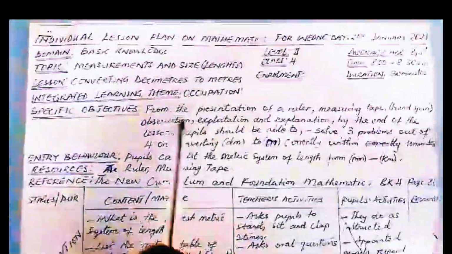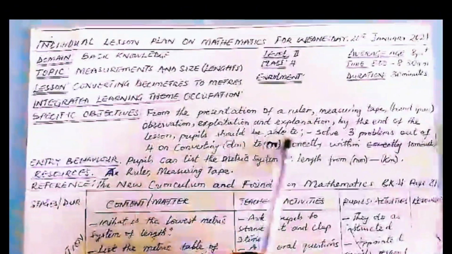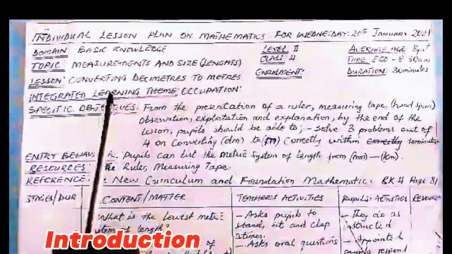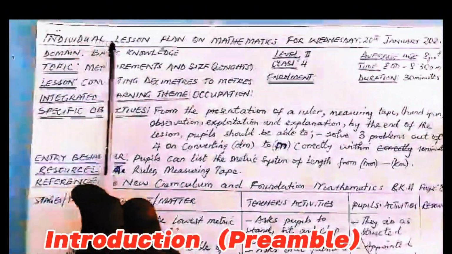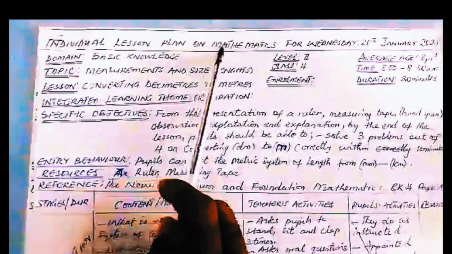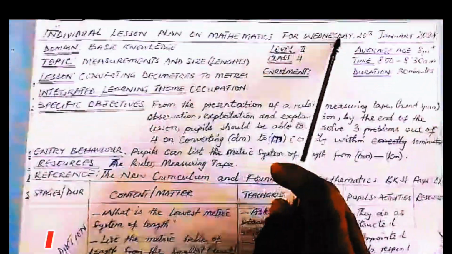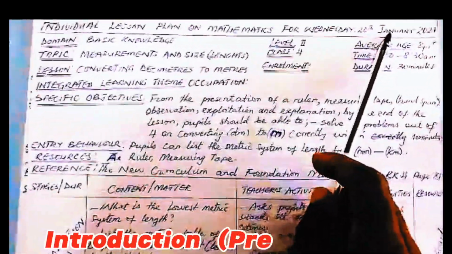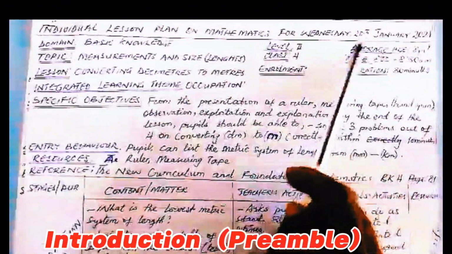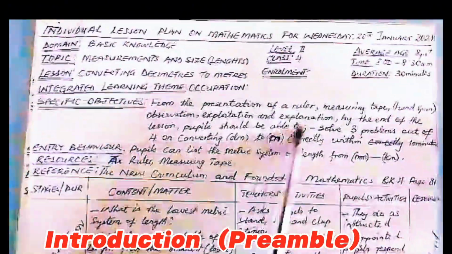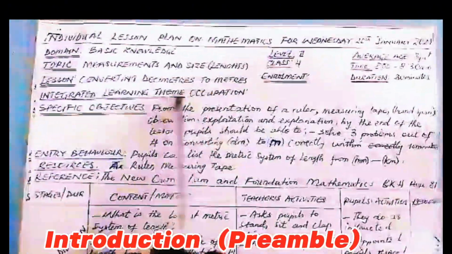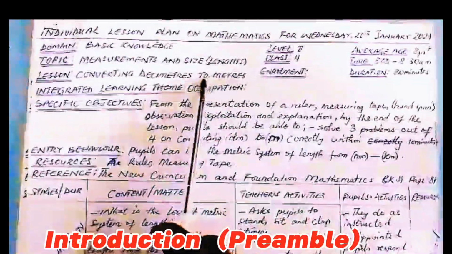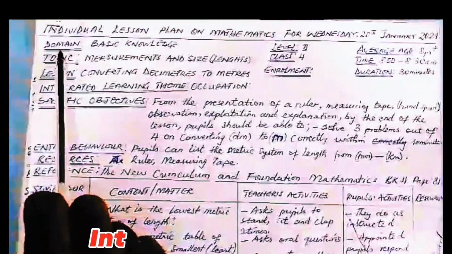Now we have the preamble as the introduction. It's made up of three parts: introduction, body, and conclusion. The preamble: individual lesson plan on mathematics for Wednesday, 20 January 2024. So that's the preamble, the first part of our lesson.